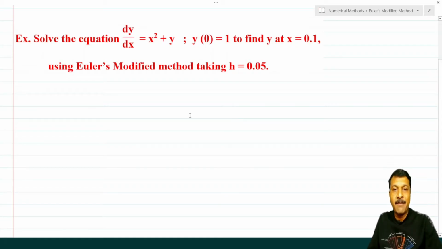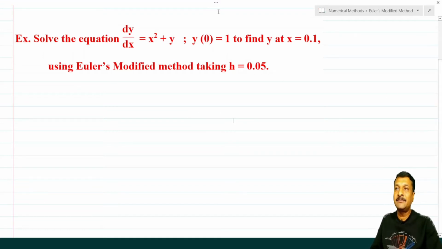So first example: solve the equation dy by dx equal to x square plus y, with y at 0 equal to 1, to find y at x equal to 0.1 using Euler's modified method, taking h equal to 0.05. So here h is given, 0.05. So what are the given things? How to solve this one?